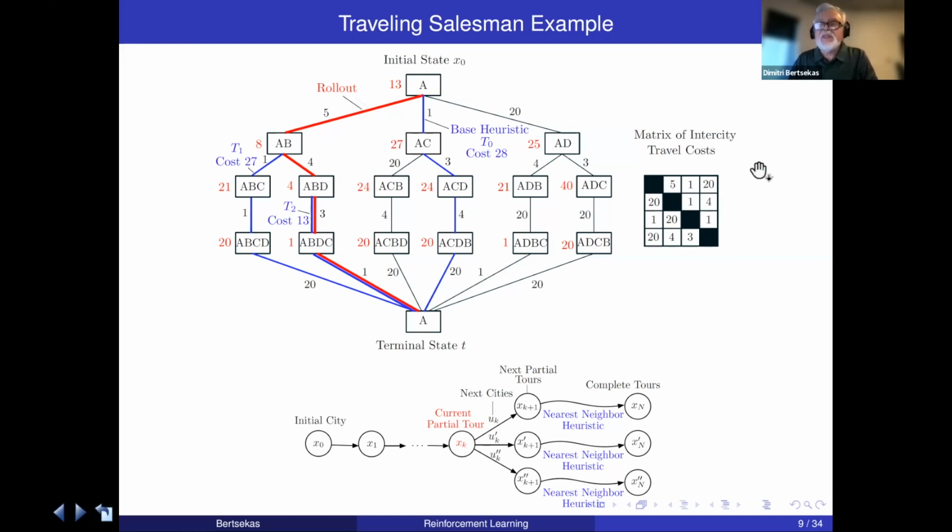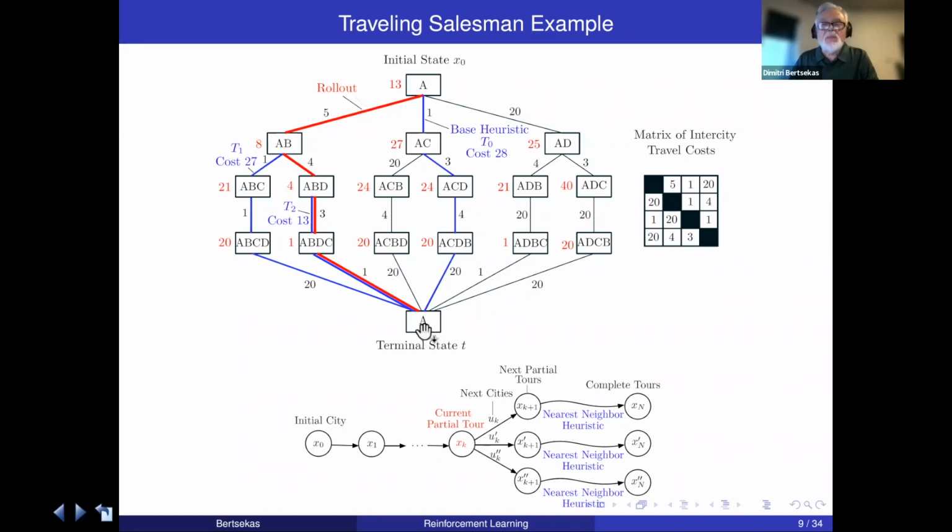And there is a travel cost in going from one city to the next, given by this matrix here. So to go from A to B, it costs you 5, to C it costs you 1, to D it costs you 20, and so on. This matrix gives you all the intercity travel costs. And we want to find the sequence of 4 cities with no repetition that starts at A and returns to A.